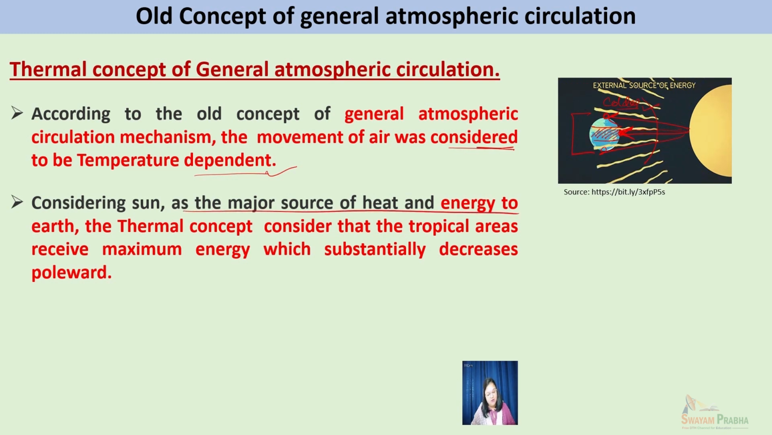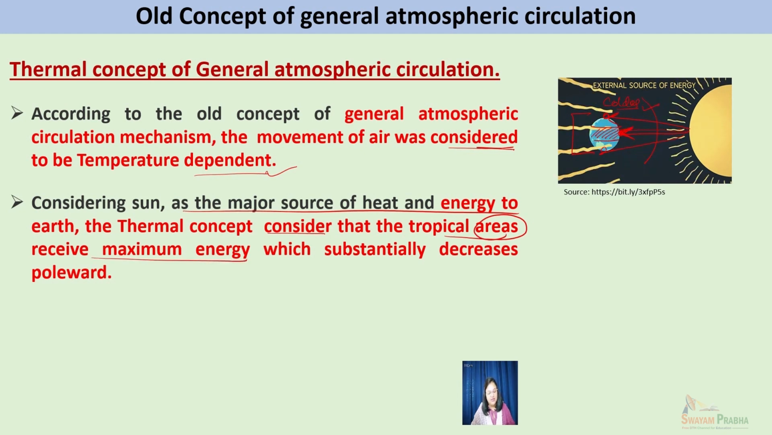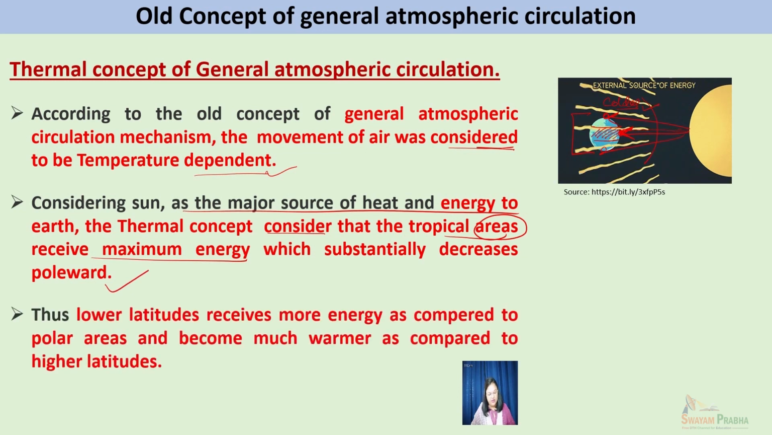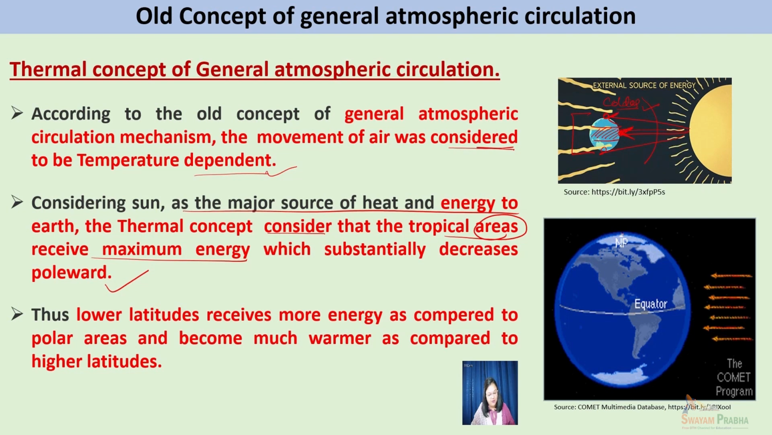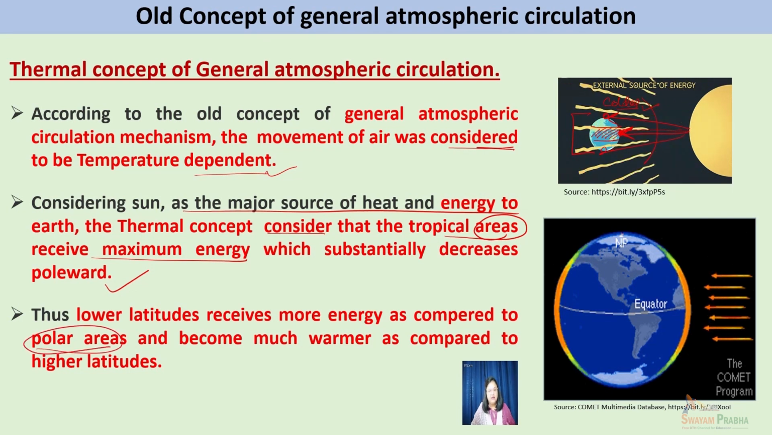Considering the sun as the major source of heat and energy to the earth, the thermal concept considers that the tropical areas receive maximum energy, which substantially decreases poleward. Thus, the lower latitudes receive more energy as compared to the polar areas, and therefore they become much warmer as compared to the higher latitudes.